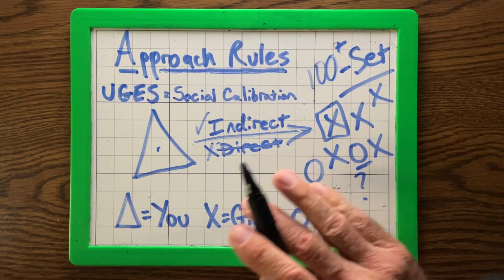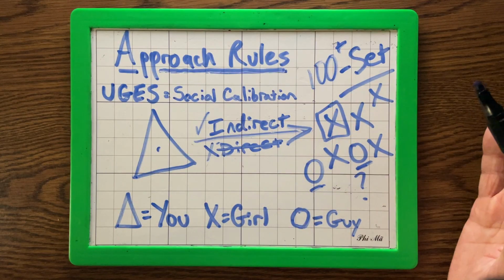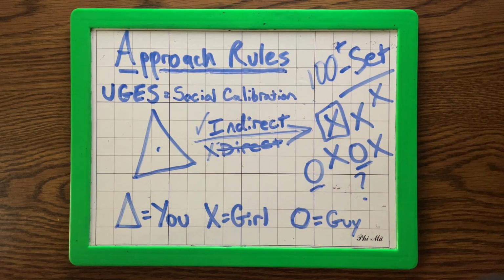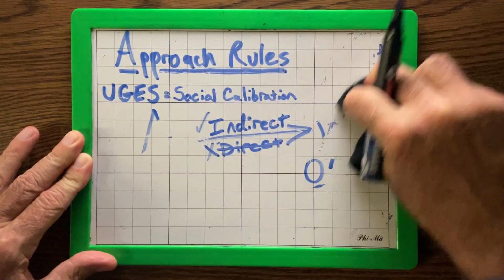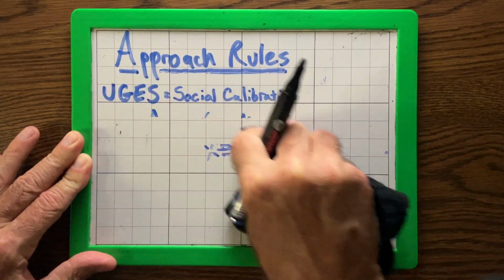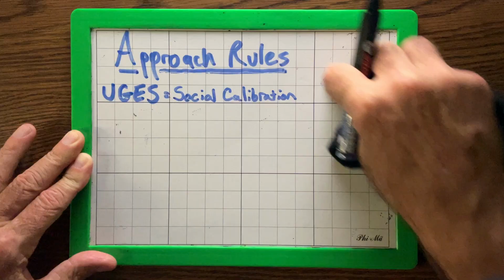Direct approaches are only for 1 sets, lone girls. Otherwise, it's always an indirect verbal cold approach for a group. Let me show you how this works in reality. Okay? We've gone over the diagram, but I want to show you how it actually plays out in the field, and then we're going to talk about social calibration.